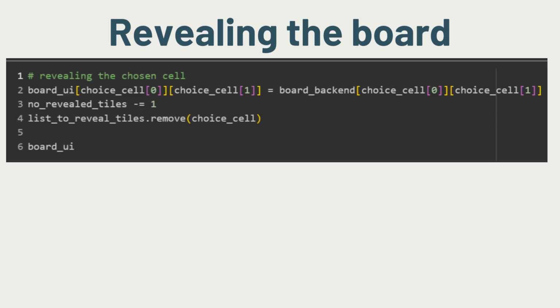In the following part, we will code the action on the board when we click on the cell in the front-end UI of the game. We will set the value based on the selected cell of the front-end board to be the same value as the coordinate of the back-end board.